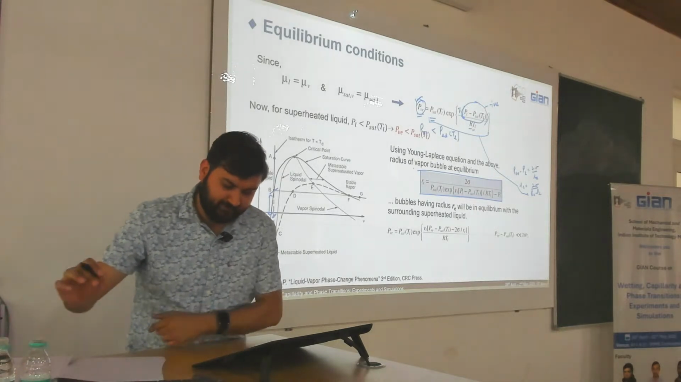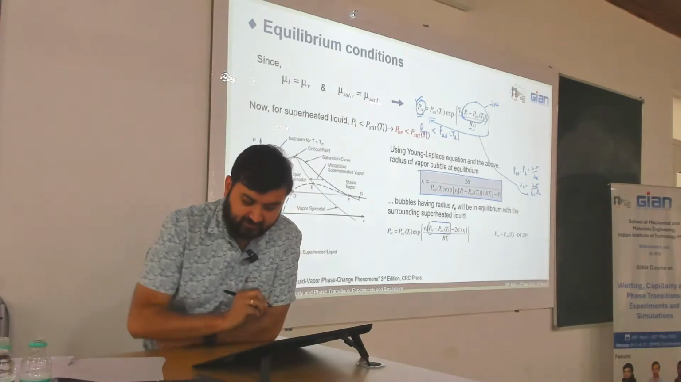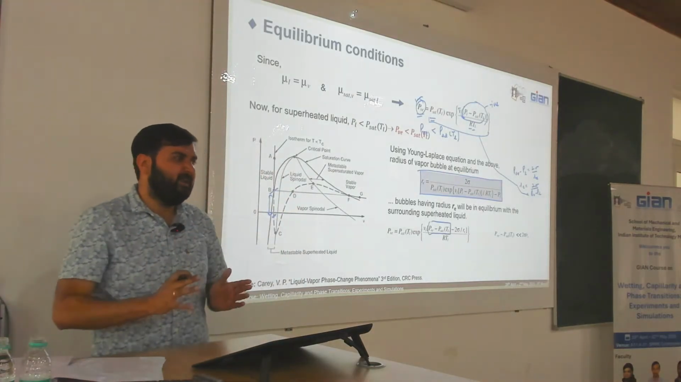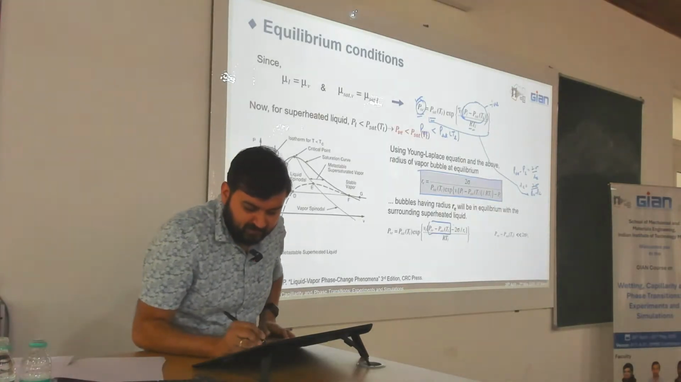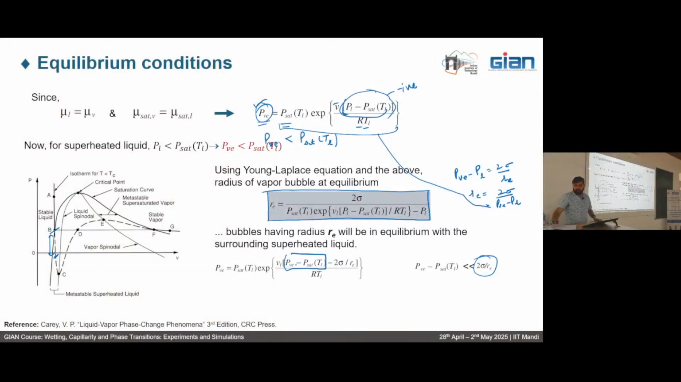Yes, so next is that PVE minus PSAT is much less than 2 sigma by R. This is an assumption which we take, but later when we plot the mu versus P diagram, we will see that this is true. It means that we can neglect this term here. So this will be just neglected in comparison to this term, and we will see PV is equal to PSAT. A much simplified expression is what we have now.